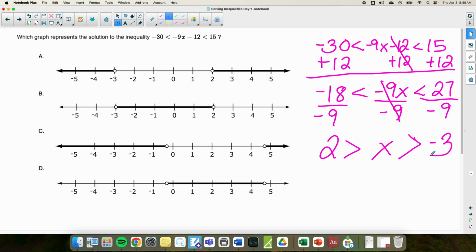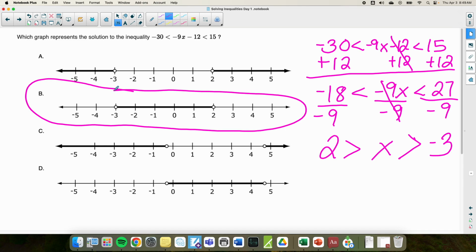So, when it's greater than, do you want your smallest number to be on the right? You do, right? And so you're going to have an open circle at negative 3, an open circle at 2, and you're going to shade in between. So do you guys know that that would be our answer then?